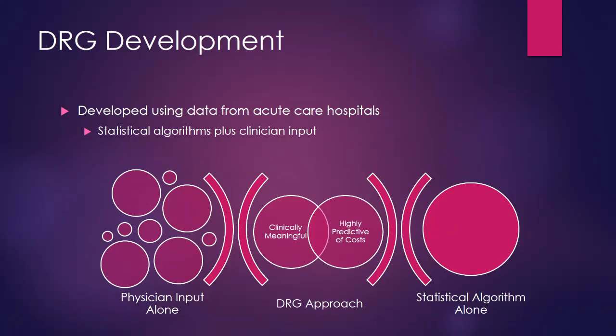An alternative approach was to use a statistical algorithm to predict resource utilization. This did a really good job of segmenting costs, coming up with really homogeneous groups that were highly predictive of healthcare utilization and resource costs, but they weren't particularly clinically meaningful. Patients with very disparate conditions would end up in the same DRG. This wasn't very useful from the clinician's standpoint, because it wasn't meaningful in terms of what they should do, since there were patients in the same group that they never felt like they would see together.